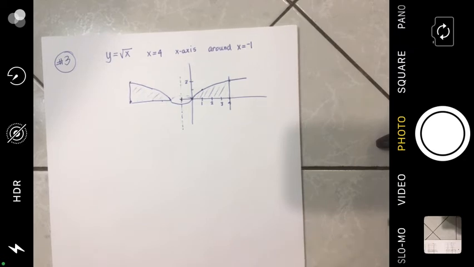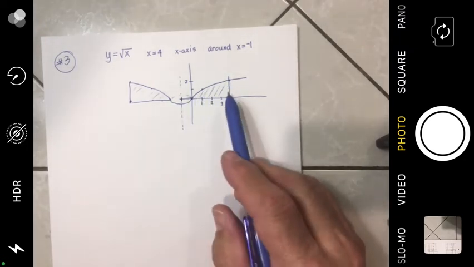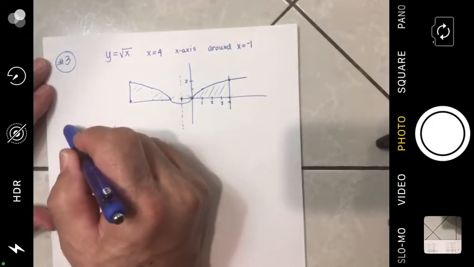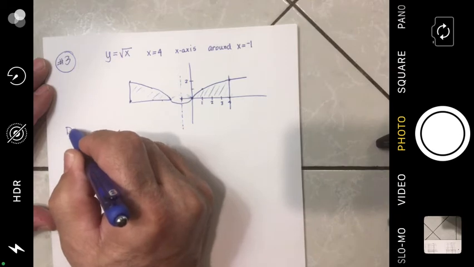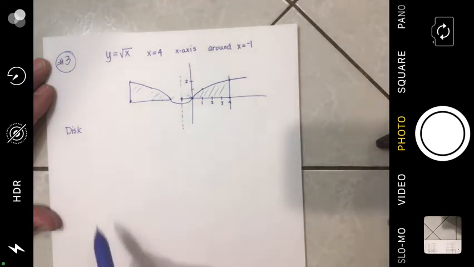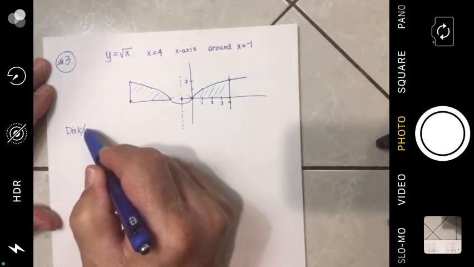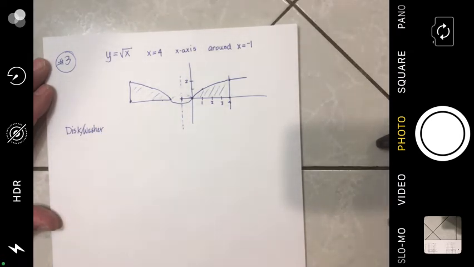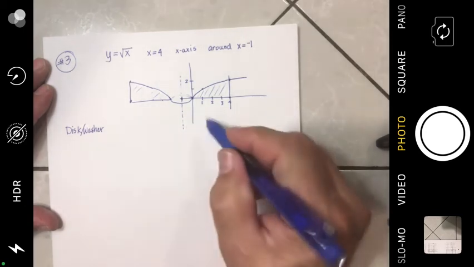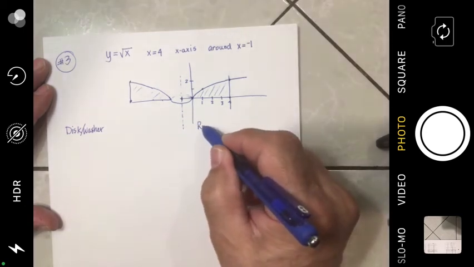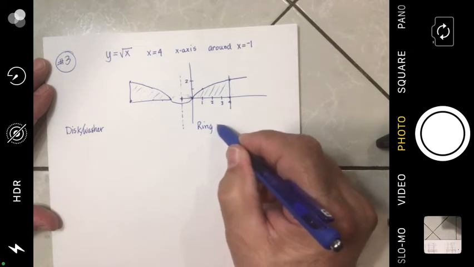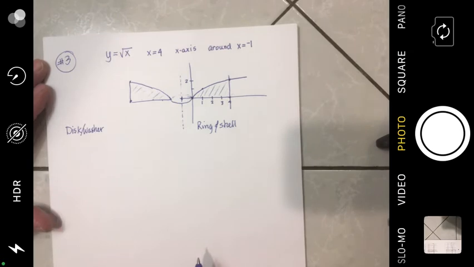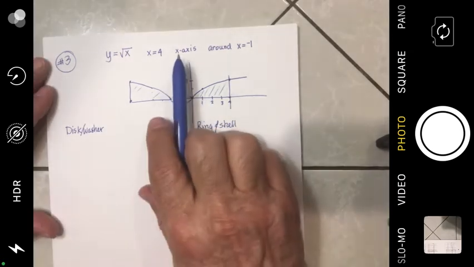All right, now we need to find the volume of this using the disk method or washer. And then we have to do it again with the ring or shell method. Okay, this is the axis of rotation.